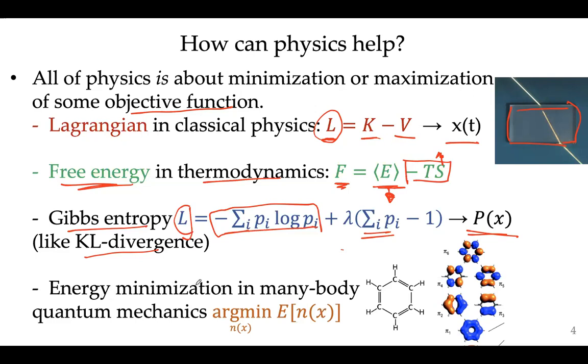We have the energy minimization in many-body quantum mechanics problems. Let's say you have a benzene ring. There are 6 carbon atoms and 6 hydrogen atoms. So you want to find the electron distribution on this molecule.